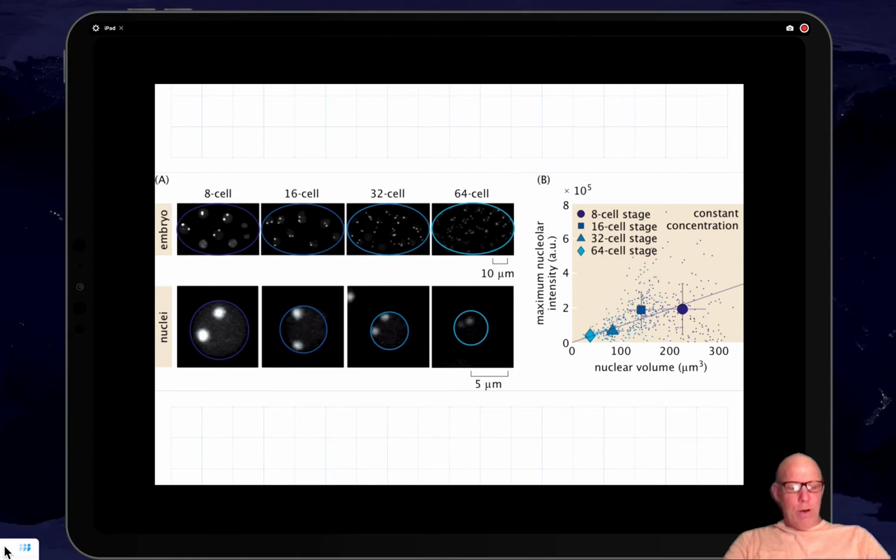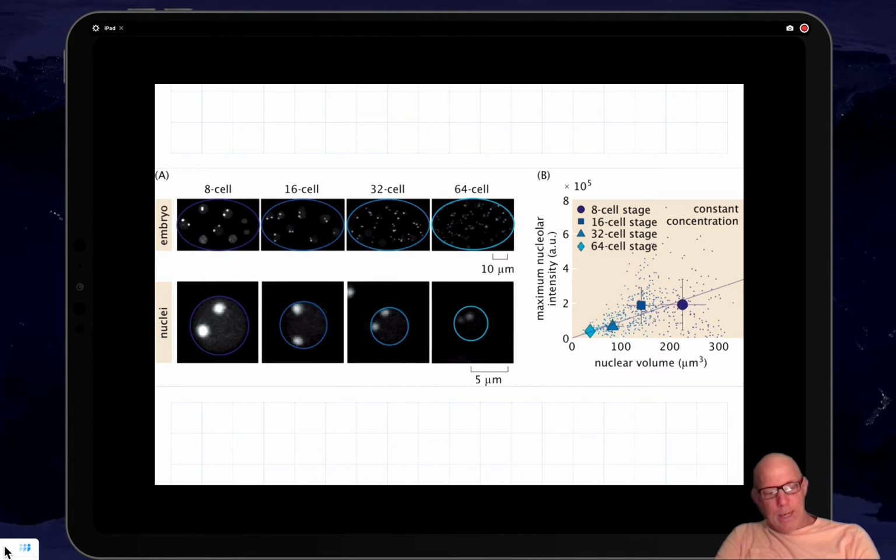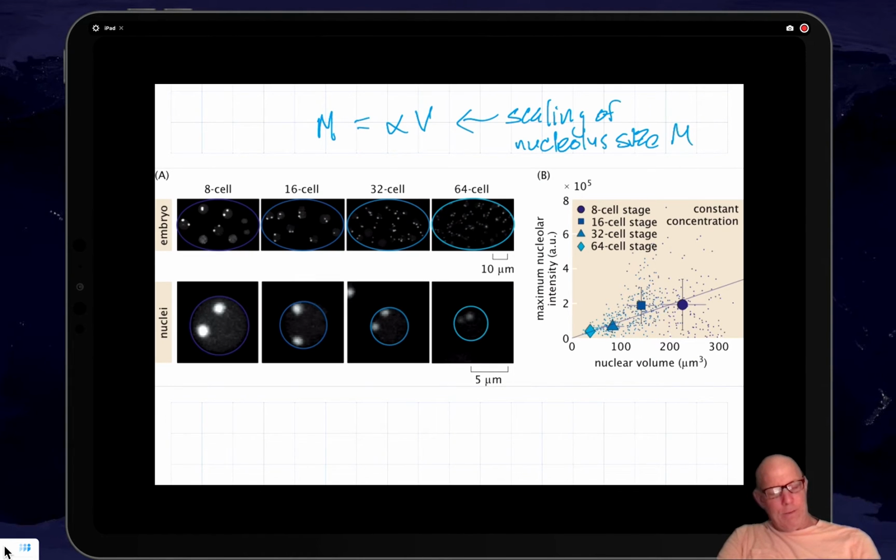And so what I want you to notice is this trend, the trend being that there's a scaling between the size of the nucleoli. If you'll suspend your disbelief and permit me to say that Weber and Brangwyn were able to make the argument that the fluorescence intensity of this marker was a surrogate for the volume of the nucleoli. Okay, so anyway, what I'm going to claim is that there's some sort of an interesting scaling, and that scaling is of the form that the size of the nucleolus is some slope times the volume. So this is scaling of nucleolus size m, which for us is like a fluorescence intensity, versus nuclear volume.